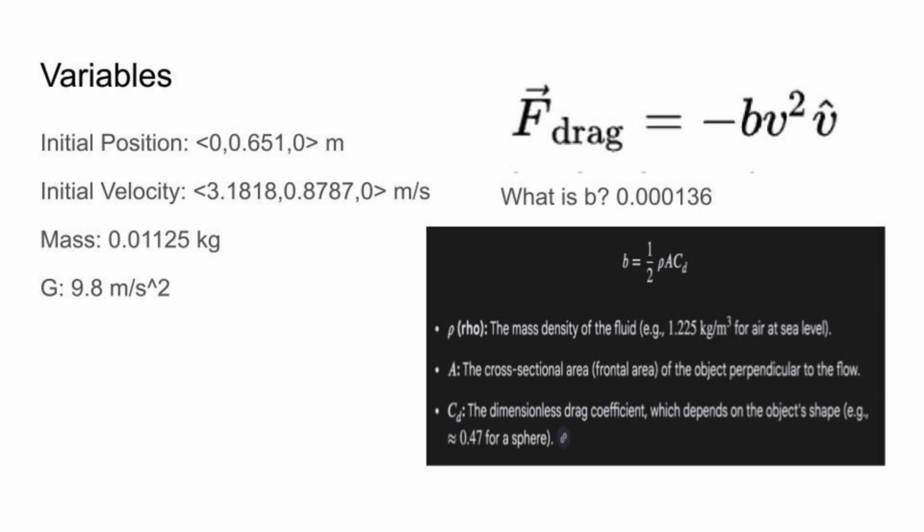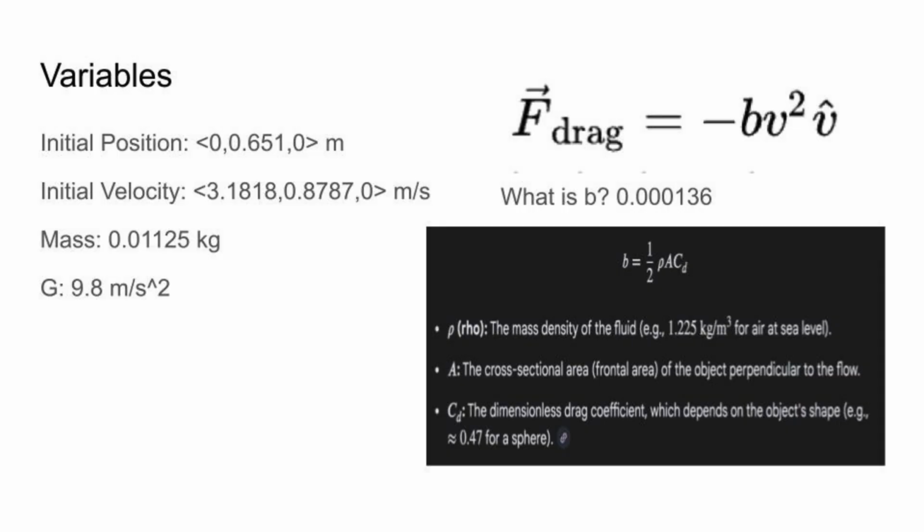Because of this, we use 0.47 for a rough sphere. We use 2.5 squared times pi for the area of the ball, and then we use 1.18 for the mass density, as that's the average mass density in Georgia, or more accurately in Atlanta.